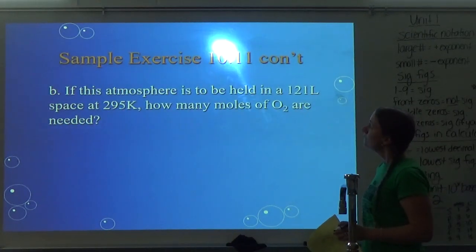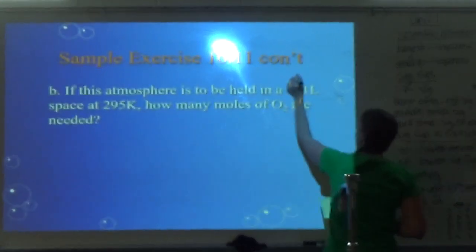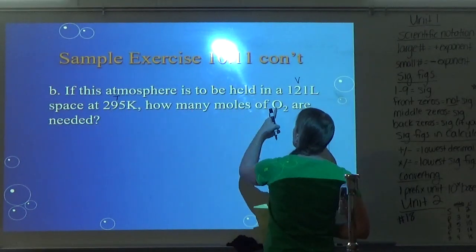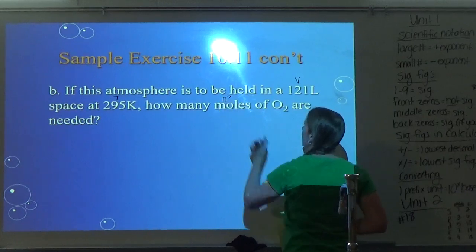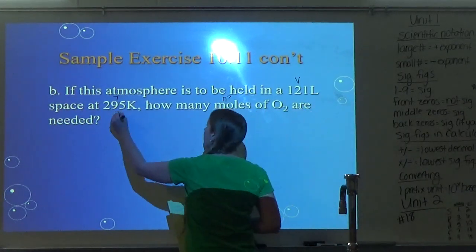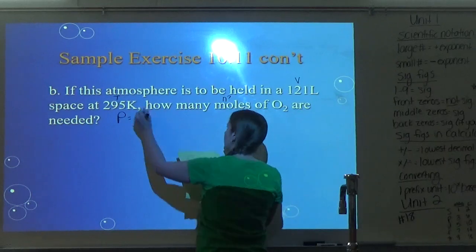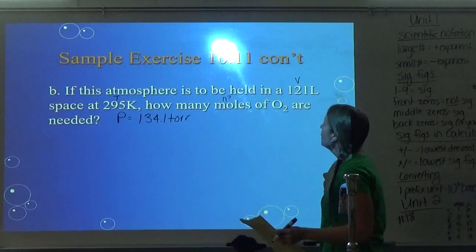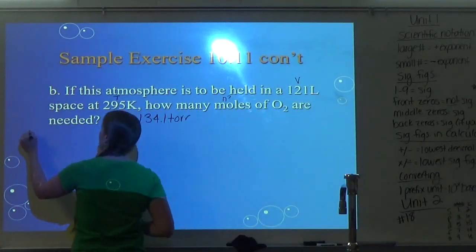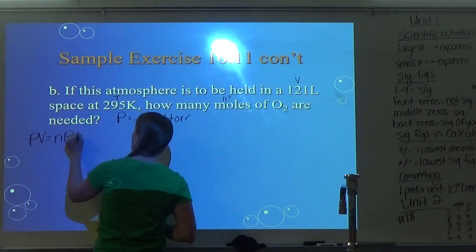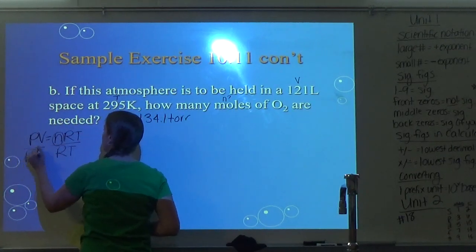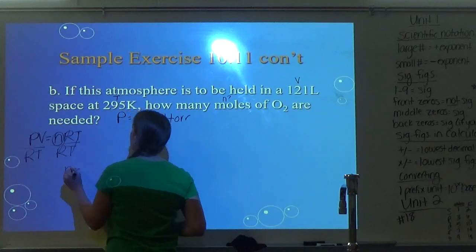All right, it says, if this atmosphere is to be held in a 121 liter space, so I've got a volume, at 295 Kelvin, so I've got a temperature, then how many moles of oxygen are needed? So I'm looking for n. Right now we're technically missing P, but we know that P was 134.1 torr, and we got that from part A. So clearly this is a PV equals nRT problem. We're solving for moles of oxygen. So I solve for n, so I divide both sides by RT. So n equals my pressure.